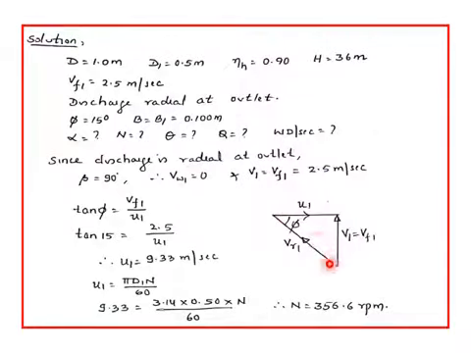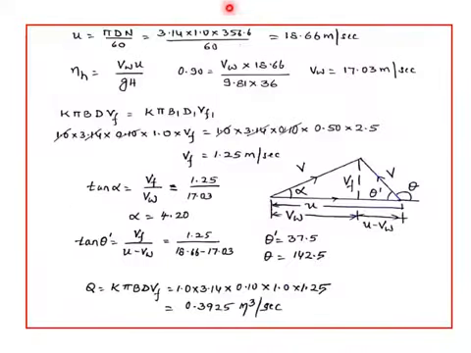So this is U1, this is VR1. Phi is given as 15 degrees, so we can make use of this, and also of Vf1. So here tan 15 is equal to 2.5 by U1, so U1 can be calculated. Knowing U1, which is pi D1 N by 60, you can calculate the speed. Therefore the speed is calculated, which is 356 rpm. Now knowing speed, you can calculate tangential velocity, that is U equal to pi DN by 60, so it comes to 18.66 meter per second. Now you can make use of hydraulic efficiency.